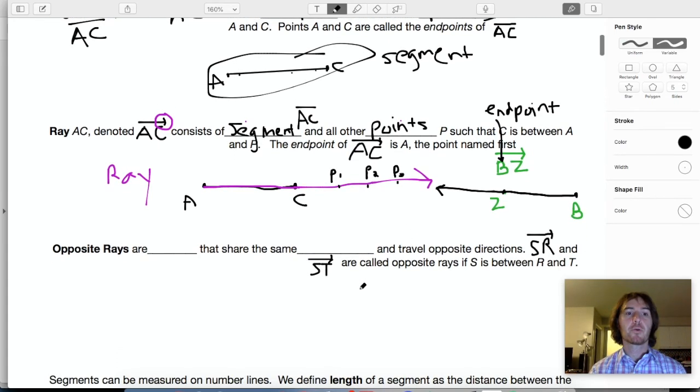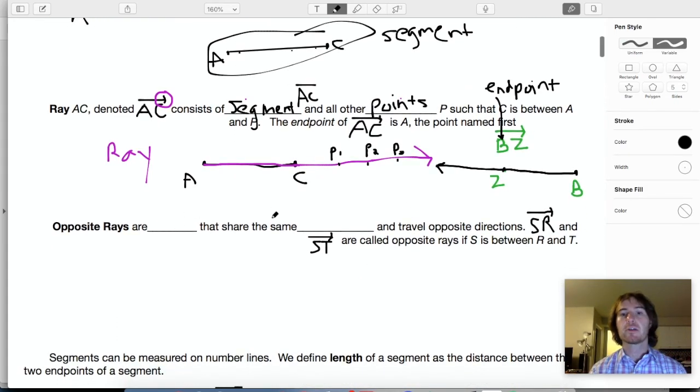Another definition for you here. Opposite rays are blank that share the same blank and travel opposite directions. This sort of gives you a little hint about, again, we need to classify this and then we'll differentiate it. To be opposite rays, we're going to have to talk about rays, of course. These would be classified as rays that share the same endpoint, but it's a little bit more specific than that. It's differentiated further than that, and they travel in opposite directions.